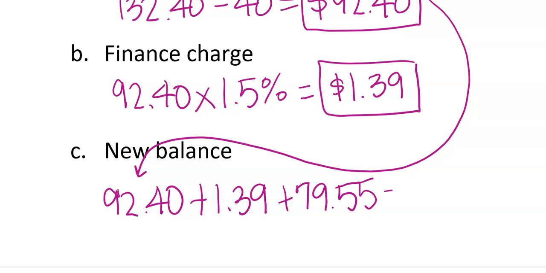So even though they're going to show you taking $132.40 and subtracting 40 out of there, we've already done that, so I'm not going to do it again. I'm just using that unpaid balance. I'm adding in the purchases and adding in the finance charge. $173.34.